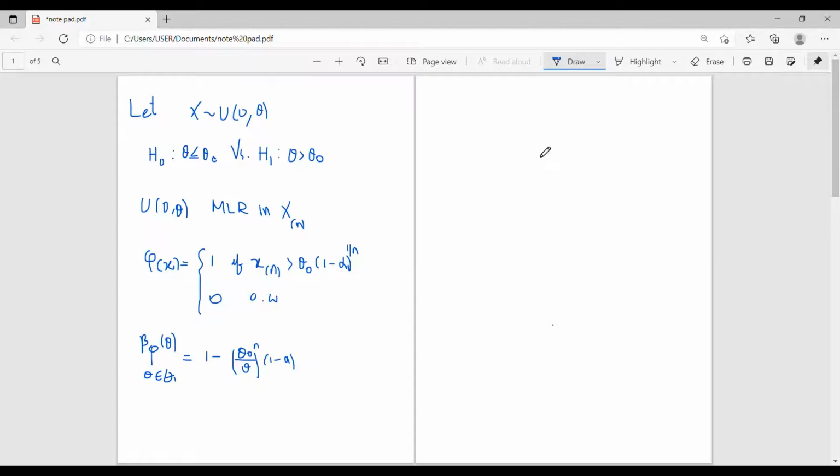Now let's consider another test function phi star of x, and we define phi star of x equal to 1 if Xn is greater than theta naught, and alpha if 0 is less than Xn less than or equal to theta naught.